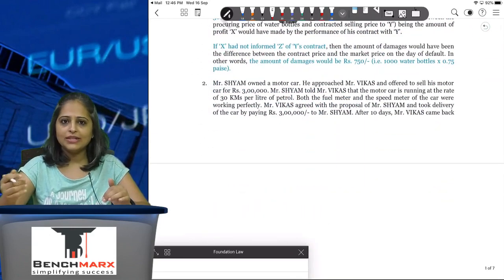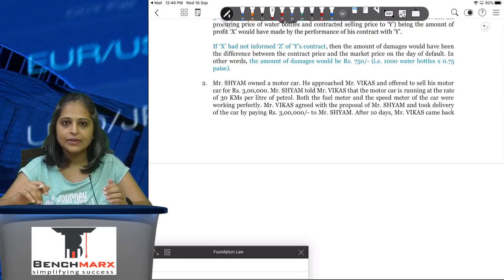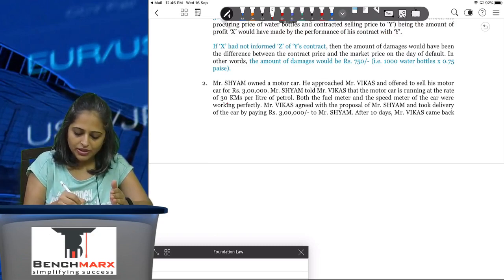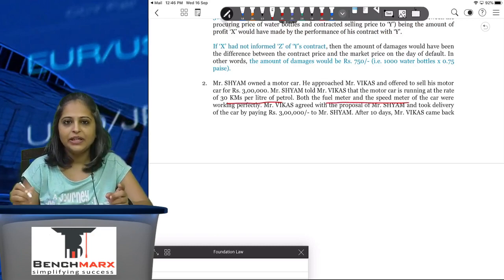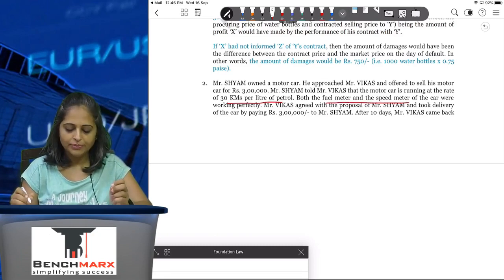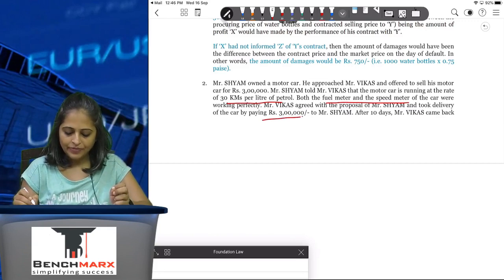Now, coming to the second question, Mr. Sham owned a motor car. He approached Mr. Vikas and offered to sell his motor car for rupees 3 lakhs. Mr. Sham told Mr. Vikas that the motor car is running at the rate of 30 kilometers per liter of petrol. Both the fuel meter and the speed meter of the car were working perfectly. Mr. Vikas agreed with the proposal of Mr. Sham and took delivery of the car by paying rupees 3 lakhs to Mr. Sham.